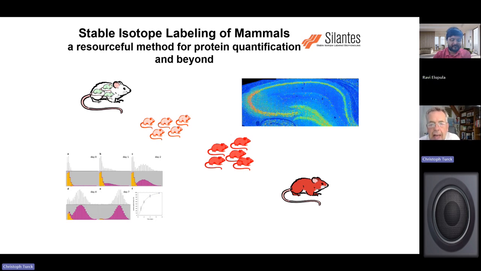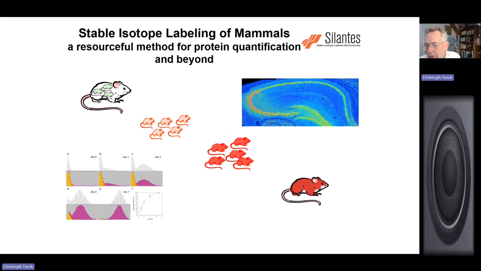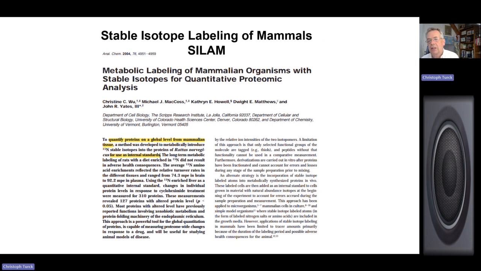Thank you for giving me the opportunity to showcase our SILAM projects over the past 20 years, actually. This is the first publication on stable isotope labeling of mammals, or SILAM for short, which was developed in John Yates' lab at the Scripps Research Institute. And it's interesting that it has its 20th anniversary this year.